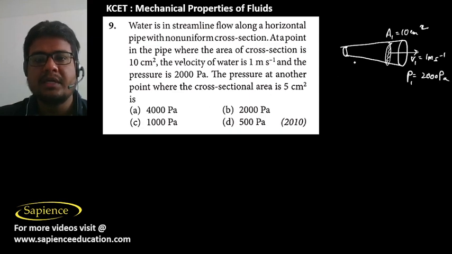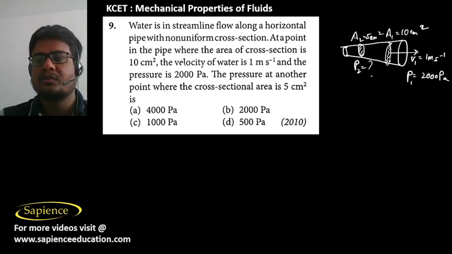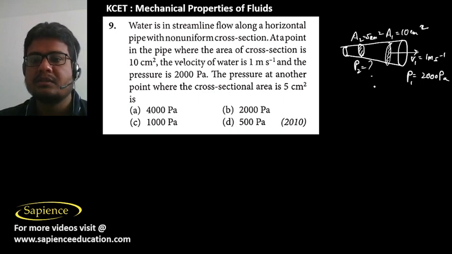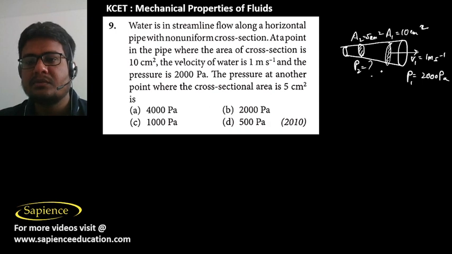The pressure at another point where the area of cross section A2 is 5 centimeter square, the pressure at this point P2 will be how much? Here we have to apply Bernoulli's principle and the equation of continuity also.